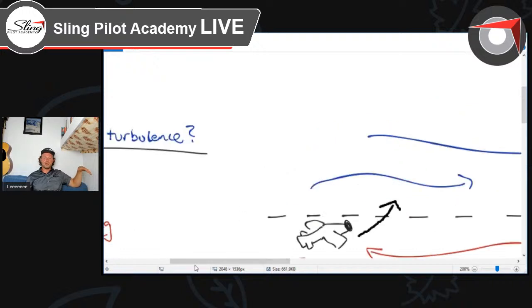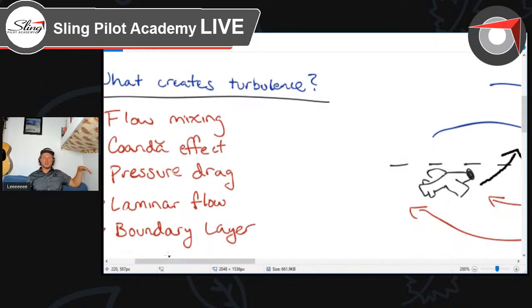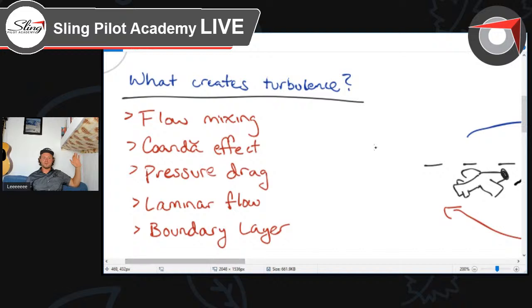So again, in review, turbulence can be caused by flow mixing. That Coanda effect, that sucking creates the attached flow. And then a big blunt body can create a lot of pressure drag, and smooth laminar flow can affect what the boundary layer looks like. And then our boundary layer determines if we're going to have attached flow along the wing or if we're going to have separation, which we don't want in most cases when we're actually flying.